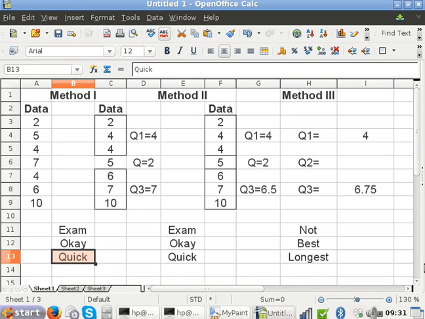So there are the 3 methods then. In the workbook I called this method exclusive of the median, and this one I called inclusive, and then this method I called arithmetic. Arithmetic meaning, you add the two together.